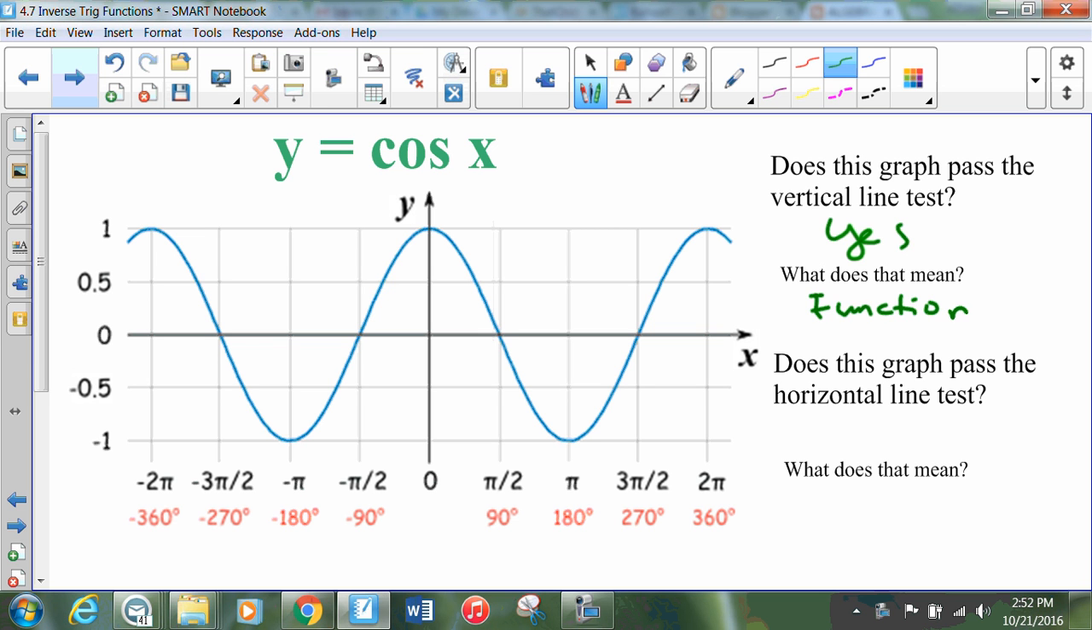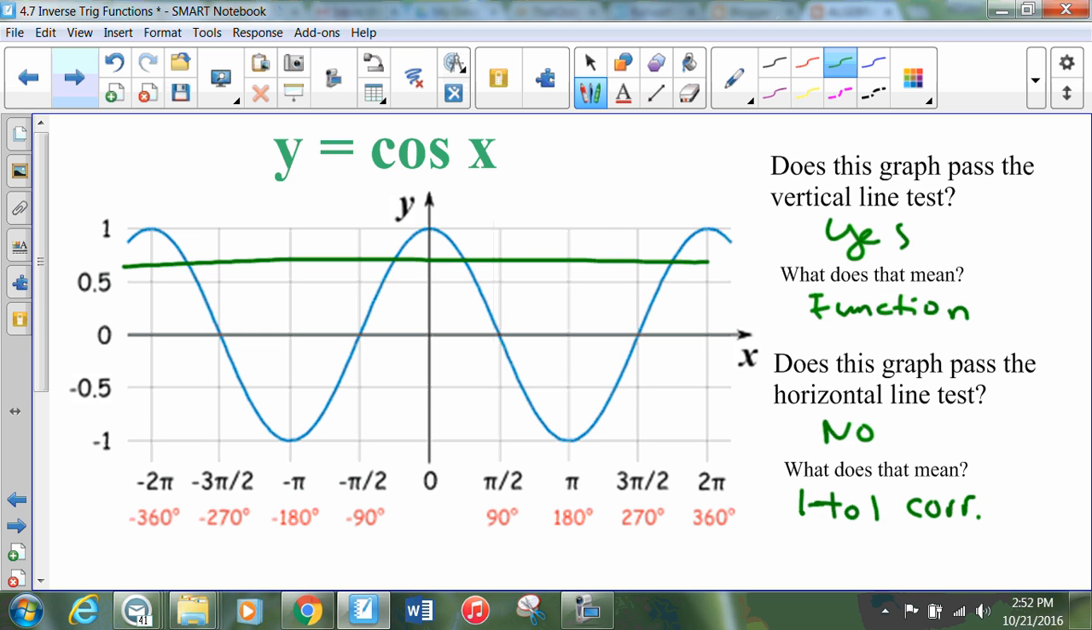But does it pass the horizontal line test? If we take a horizontal line and pass it through, it hits the function in more than one spot. So it doesn't pass it. So that means it really doesn't have one-to-one correspondence, which means that it does not have an inverse, just like we learned earlier in the year.